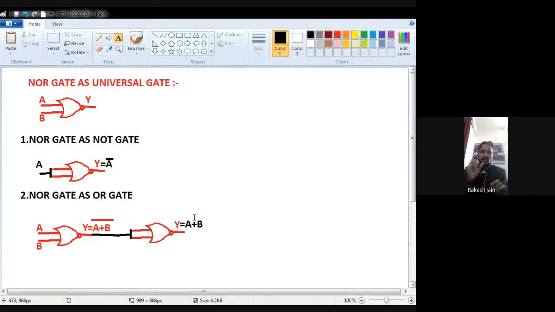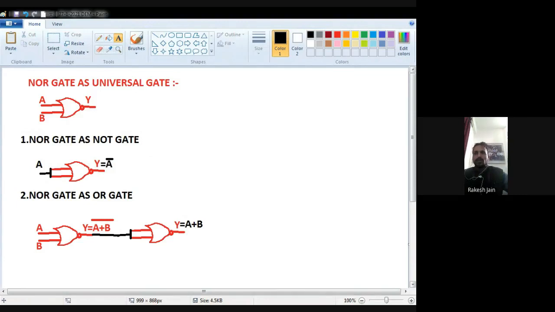It means by using two NOR gates, in which the first NOR gate is a simple NOR gate and the second NOR gate is a NOR gate as a NOT gate, by connecting these two we will get an OR gate output. So by connecting two NOR gates in this manner we can realize an OR gate.